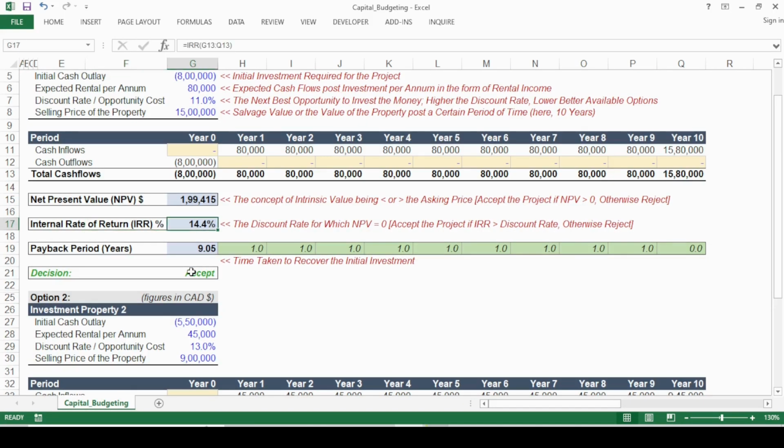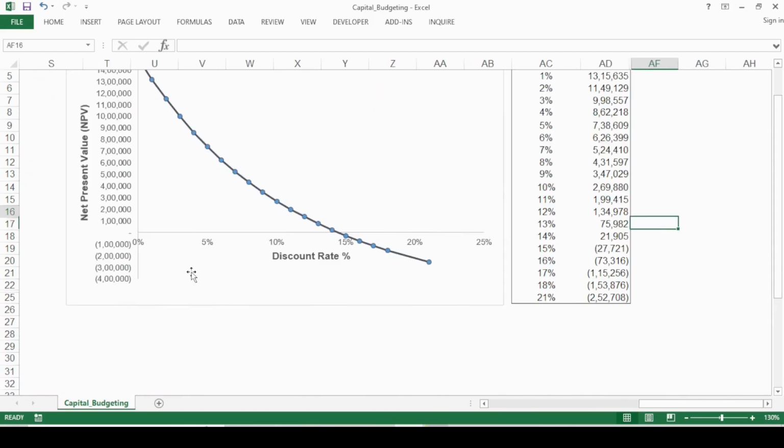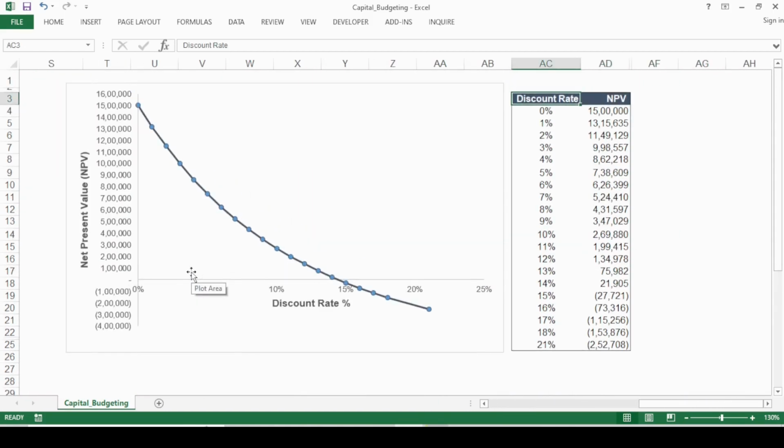Internal rate of return is also defined as the discount rate for which the net present value is equal to 0. Now what does this mean is, I will substantiate this with the help of a chart. So let's move here towards the right side, and as you can see here, this is the NPV for project 1, right? And I have taken different discount rates for this, starting from 0% all the way till 21%.